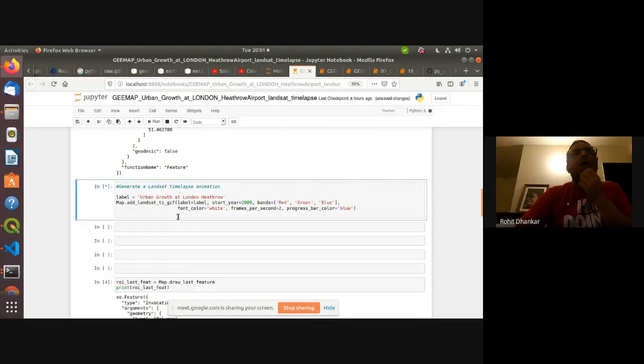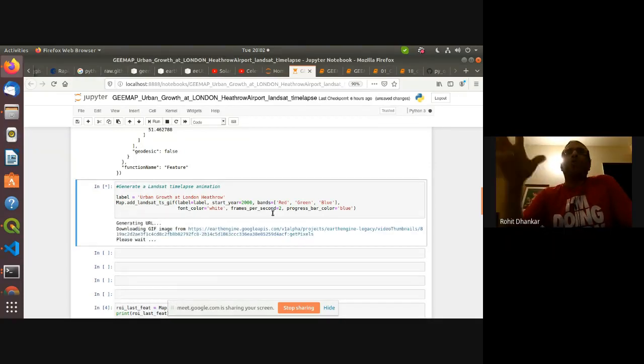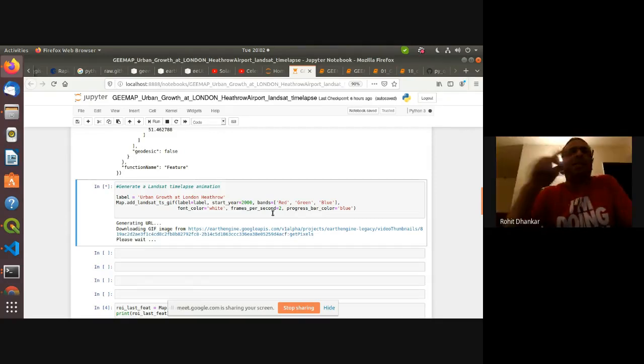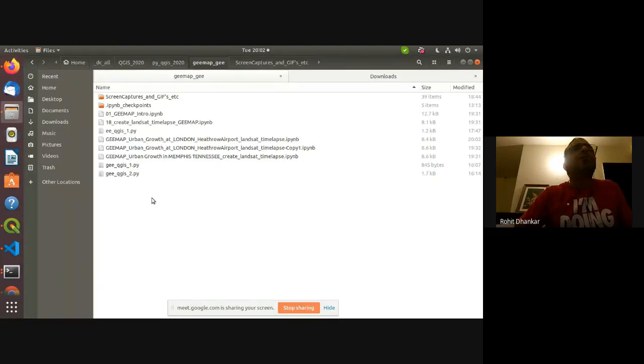I go ahead and run that, and the start I've given is 2000, and I've said that there should be 2 frames per second. So starting from 2000 till this year, till 2020, at 2 frames per second, it will map each and every year, and show you what was happening around the Heathrow airport as construction or land use or whatever. A very basic thing. Now this doesn't work, so I won't show you the GIF right now for Heathrow, because there was not much happening there, unfortunately.